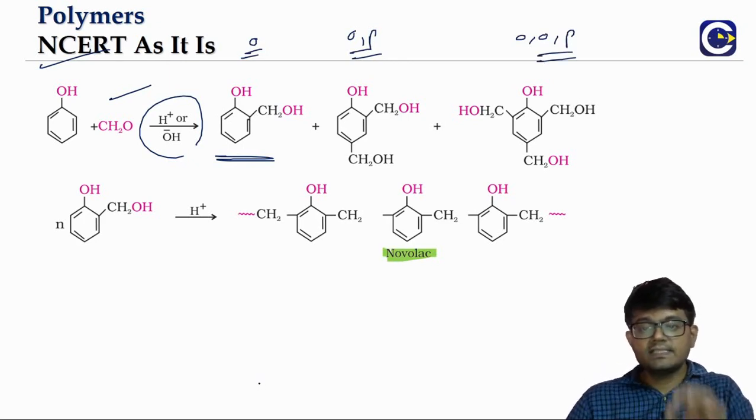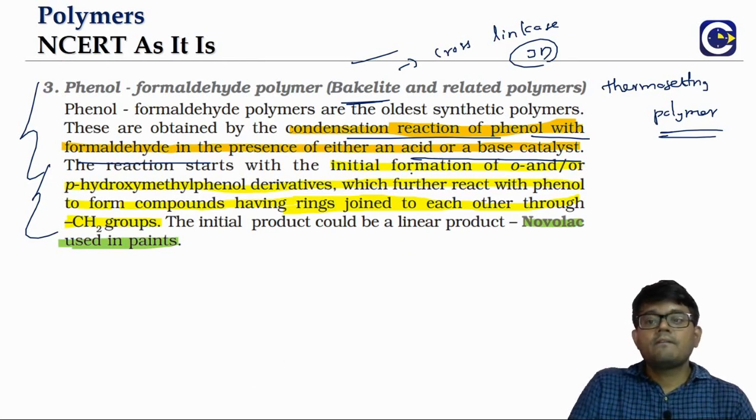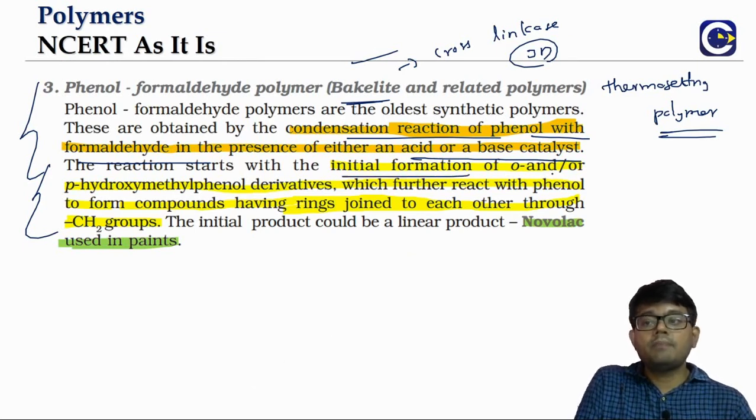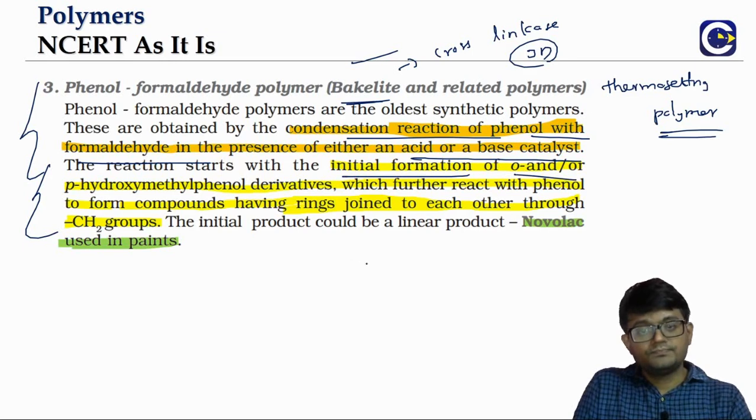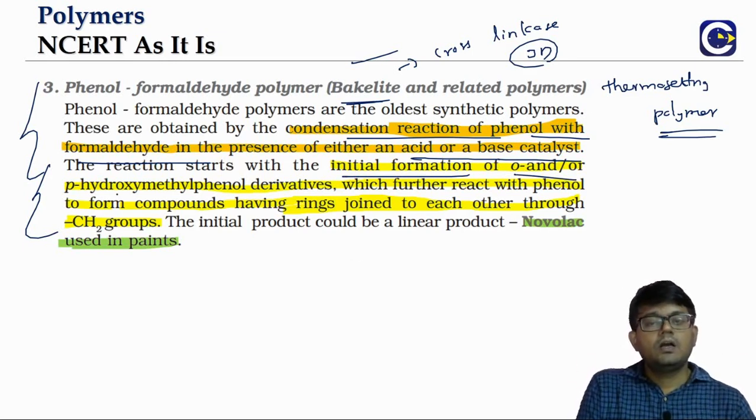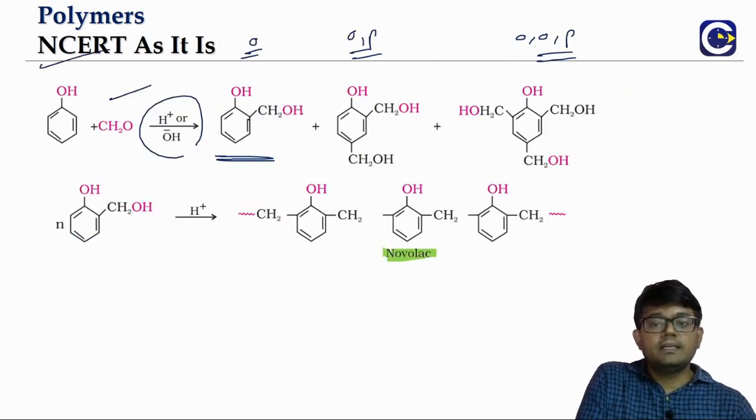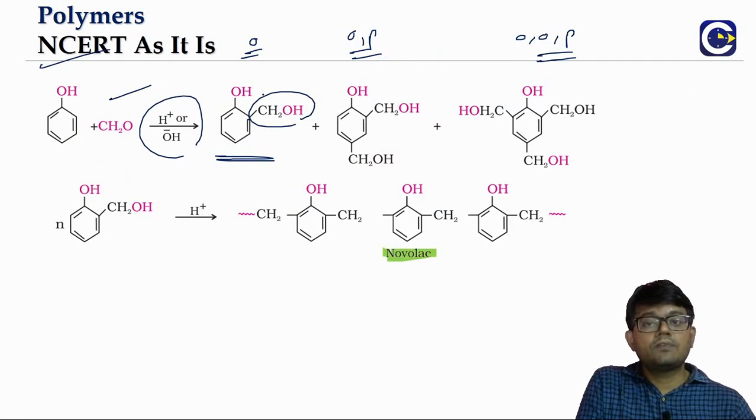The first reaction step can give us a variety of substituted products of the phenol. Okay, so first what happens? The initial will be what? Formation of ortho, and we also have a mixture possibility. Ortho para hydroxymethyl phenol derivatives. So what we are having is basically hydroxymethyl derivatives of the phenol. That is what is getting formed.